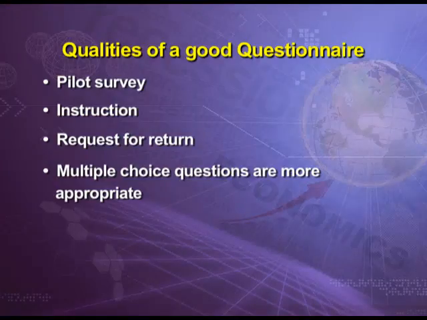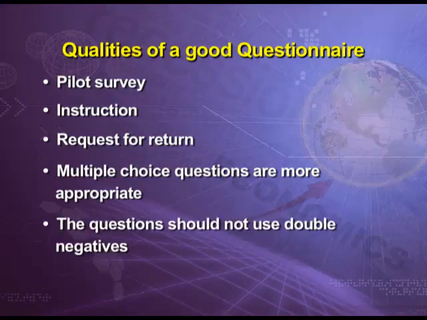Option 1, bus. Option 2, by your own. Option 3, with your friends. And option 4, by using scooter. So these kinds of questions are easy for respondents to fill. The next quality is that the questions should not use double negatives. All these essential qualities or attributes are necessary for the success of a questionnaire.